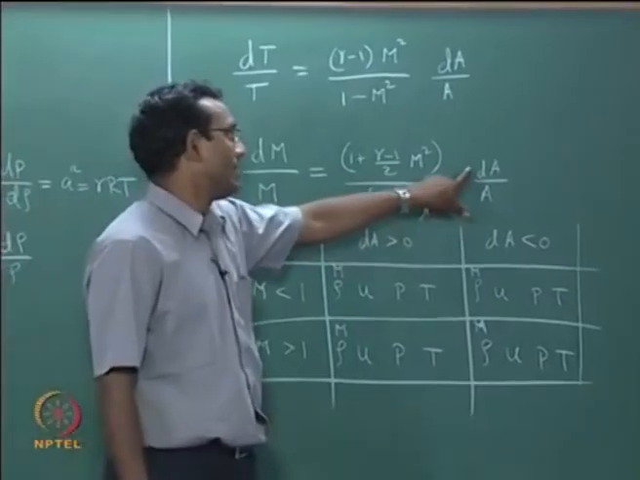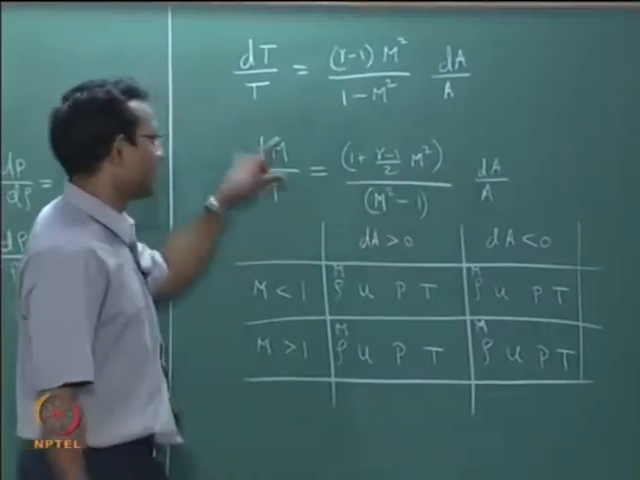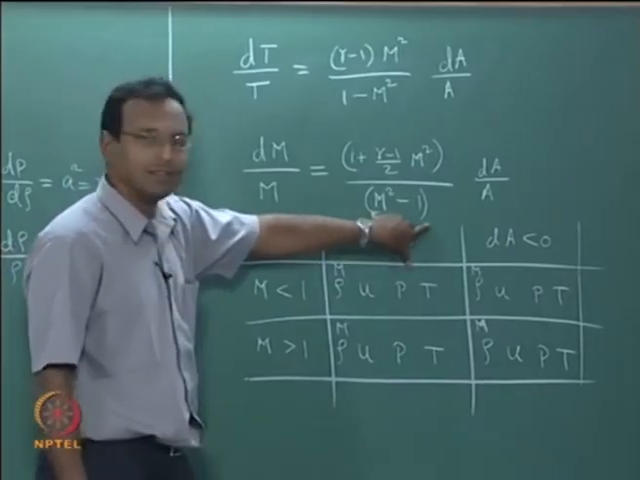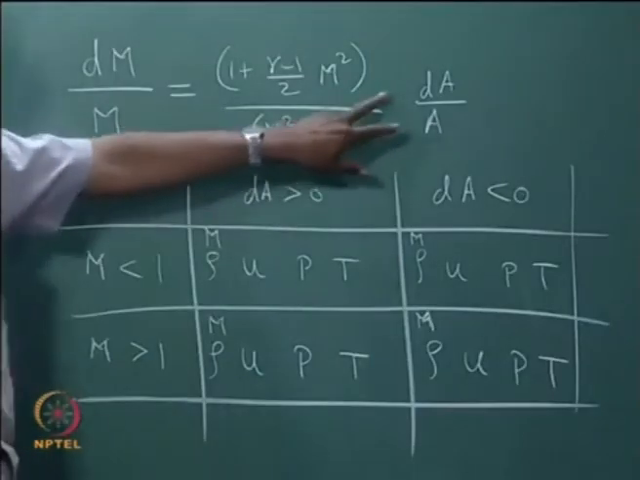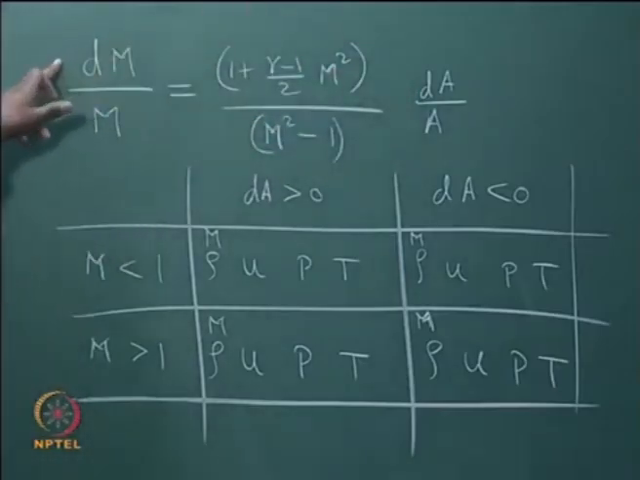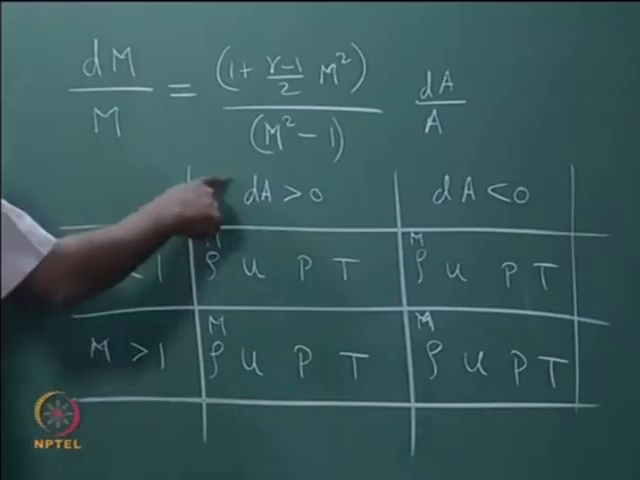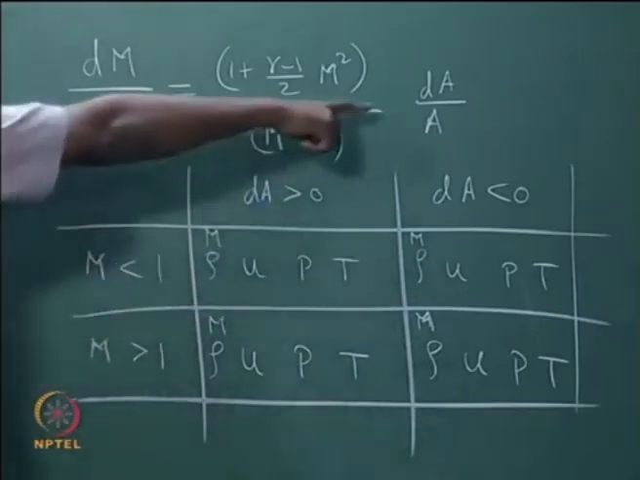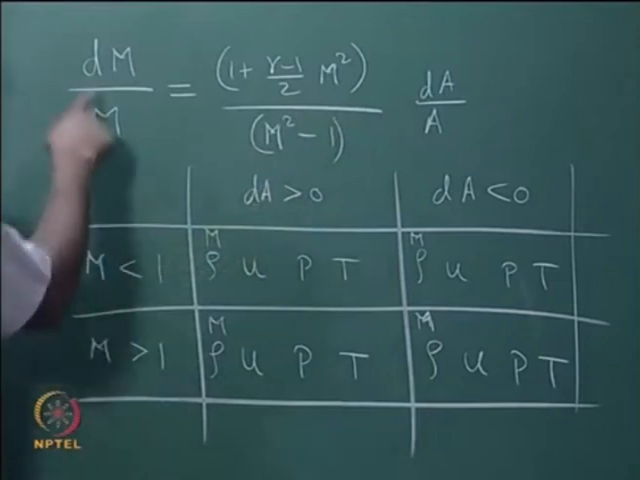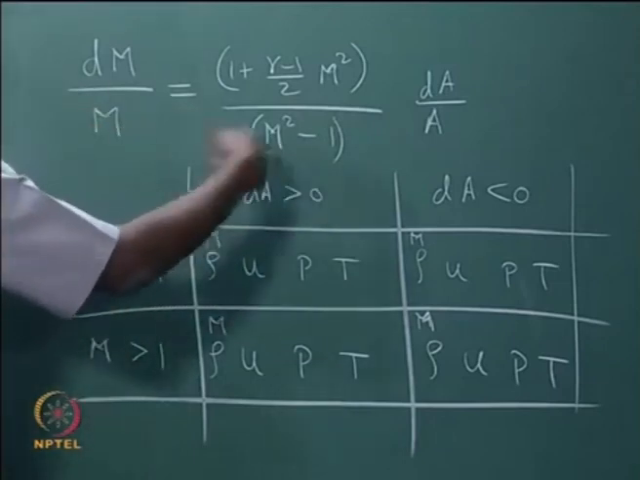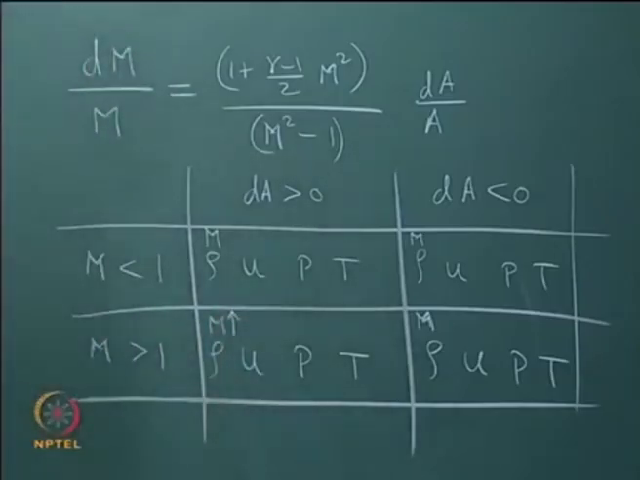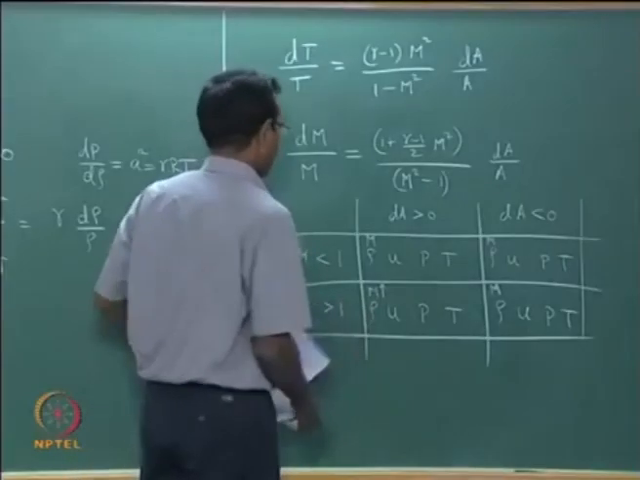If I look at area increase, my Mach number will increase if it is supersonic, that is M greater than 1, that will make it positive. If this is less than 0, then this will also be less than 0. So I am going to pick a case dA greater than 0, which means this is positive, and I will pick Mach number greater than 1, that will make this positive. So the overall thing is positive. Mach number will increase, dM is positive. Okay, that is this case.